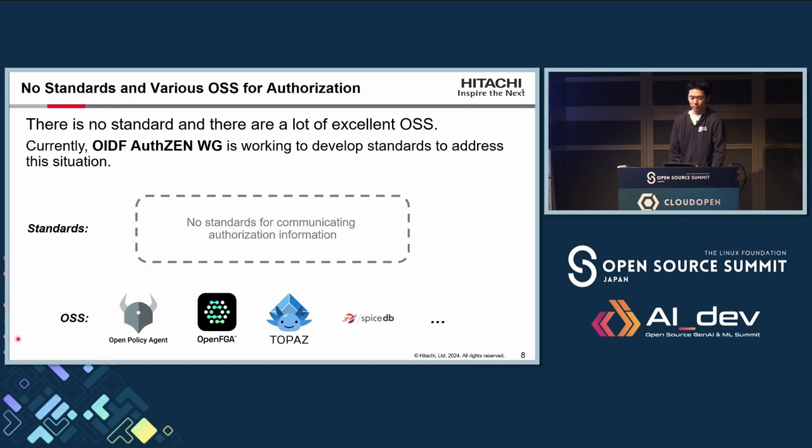So how about authorization? Authorization is different from authentication. There are no standards for communicating authorization information, but there are a lot of excellent OSS. In such a situation, the choice of authorization implementation becomes difficult because the implementation becomes more dependent on a specific OSS. However, the good news is that currently, the OIDF AuthZEN Working Group is working to develop standards to address this situation. Representative OSS in the authorization field includes Open Policy Agent (OPA), OpenFGA, Topaz, SpiceDB, and so on.